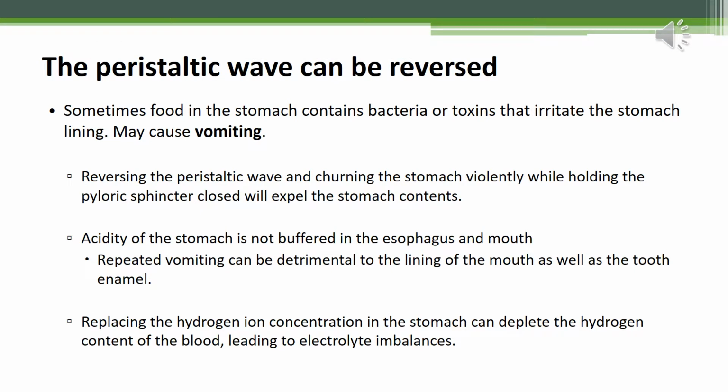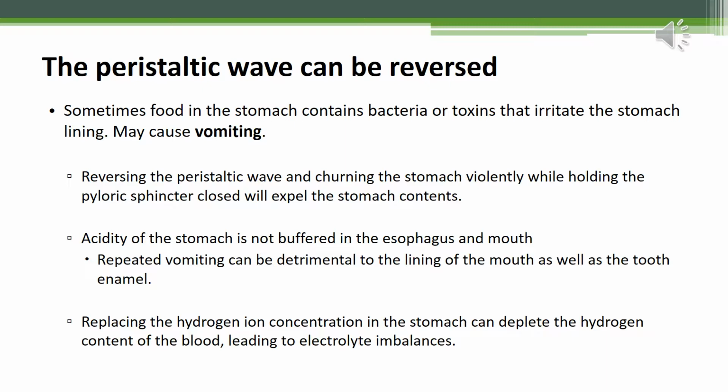Now we're going to talk about everyone's favorite topic, vomiting. And vomiting is essentially caused by reversing the peristaltic wave. And the reason we vomit is related to what I said earlier, and that is that sometimes the food we eat may contain bacteria or toxins, and these are usually destroyed by the stomach acid. However, sometimes certain bacteria or toxins are not destroyed by the acid for some reason or another, and this leads to the irritation of the stomach lining through the interference of these bacteria or toxins, and this irritation is what leads to vomiting.